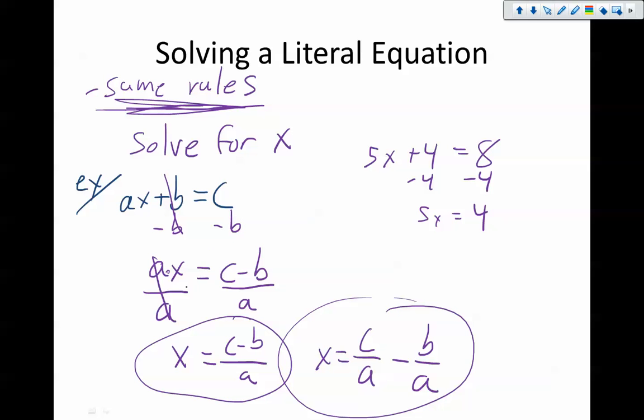We're subtracting b, dividing by a. We're subtracting 4, we're dividing by 5. So even though there is no numbers in this literal equation, the steps are the same.